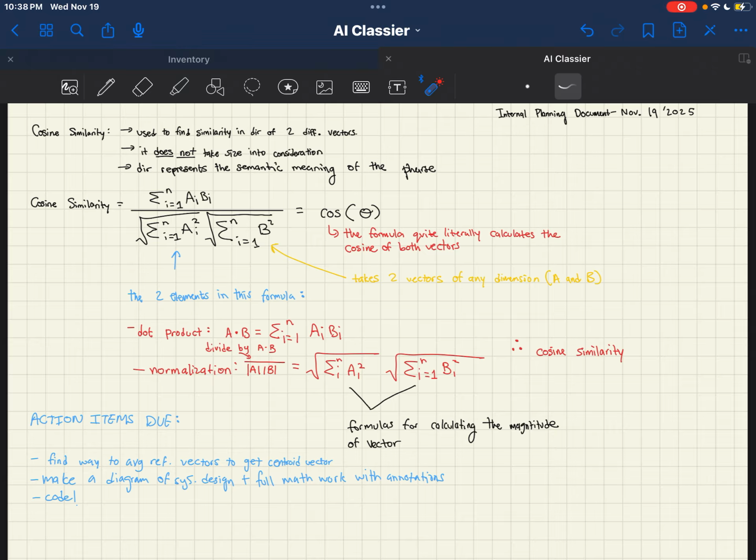All right. Now, another thing to note is that direction represents the semantic meaning of the phrases. So this is more into the consideration of when we're using OpenAI or ChatGPT's embeddings, right? Those vector embeddings, the direction really tells us a lot about the semantic meaning of the text compared to another vector. Now, this is the formula over here.